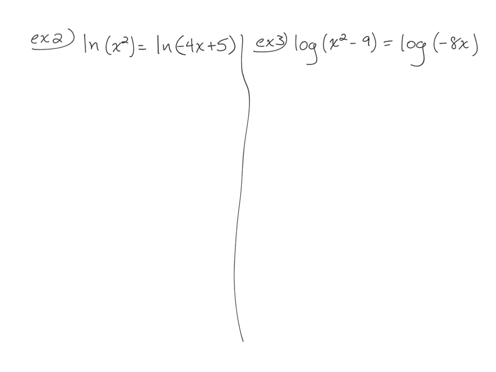On this slide, two more examples, pretty straightforward. We have the natural log of x squared equal to the natural log of negative 4x plus 5. These are all log terms. And again, this will make more sense when we get into examples that don't have all log terms. But for right now, this term is a natural log, this term is a natural log, the bases are the same, we have one log on each side, which means we can set each argument equal to each other.